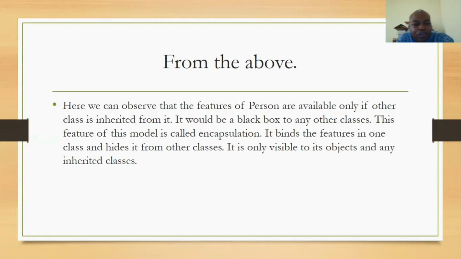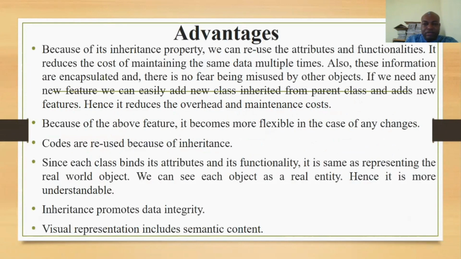So from the above, we can observe that the features of person are available only if another class is inherited from it. So it will be a black box to any other classes. These features of this model are called encapsulation. It binds the features in one class and hides them from other classes. It is only visible to its objects and any inherited class.